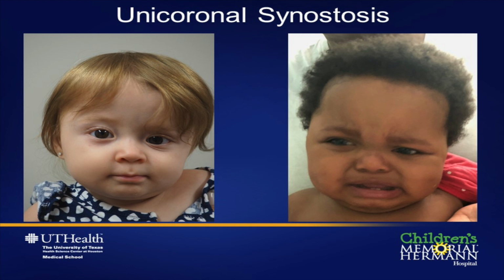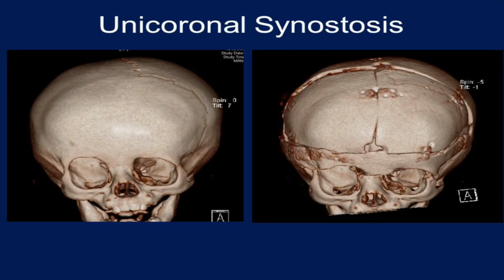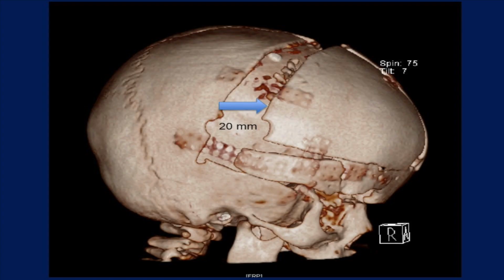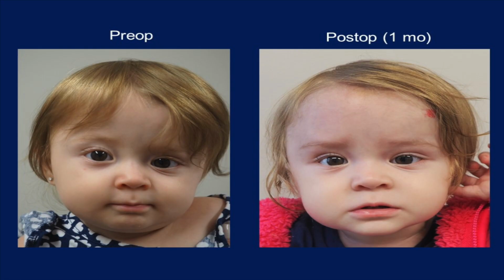Here we have two examples of unicoronal synostosis. Again, note the asymmetry in the orbits. And a pre-op and post-op CT scan demonstrating the type of bony cuts and reshaping of the skull. We can see that the orbits are repositioned, as is the frontal bone. In this patient, we advanced one side 20 millimeters in order to increase the symmetry between the two sides. And this can be a very powerful technique. And you see a clear difference at the post-op visit.